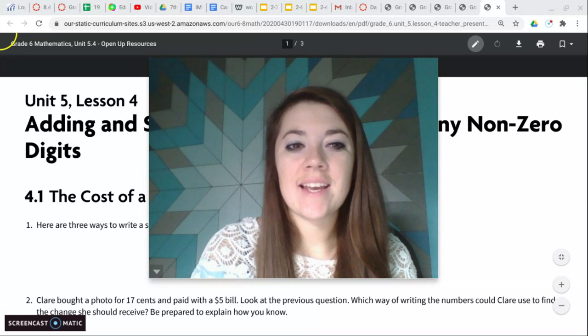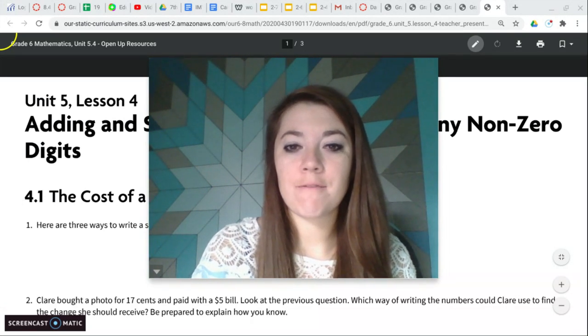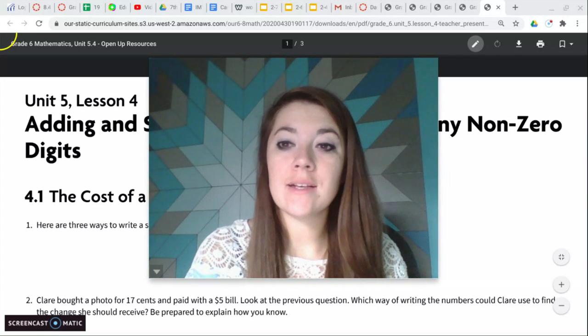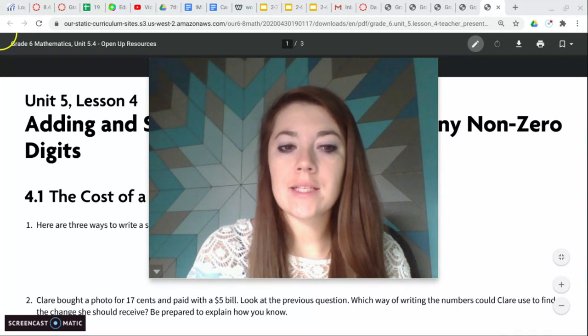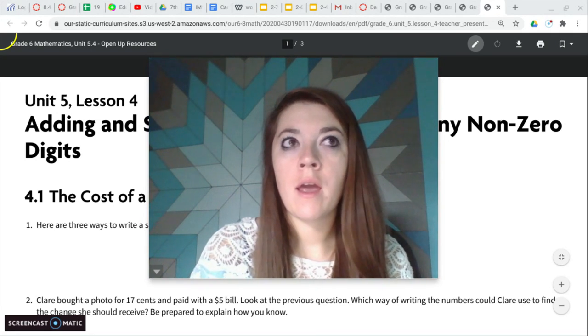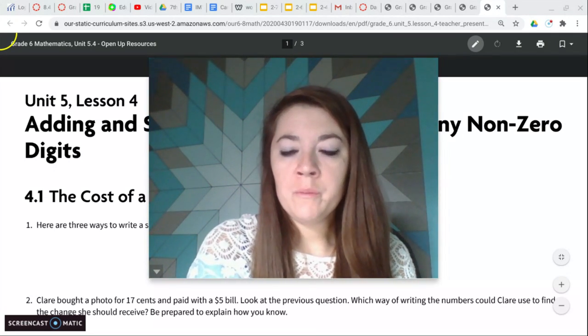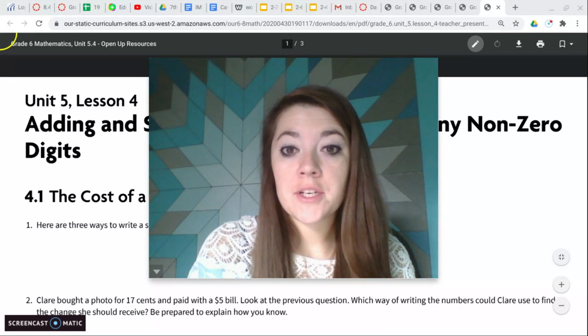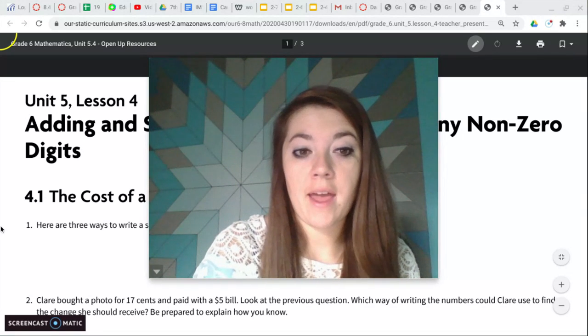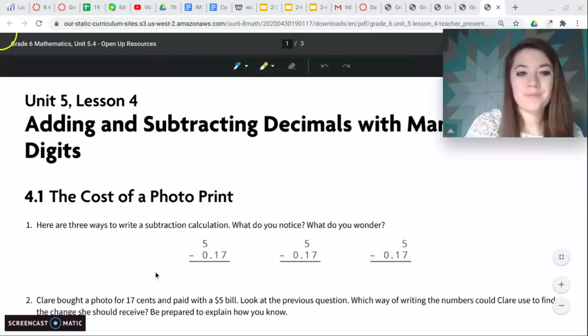So what we're looking at today is Unit 5, Lesson 4, adding and subtracting decimals with many non-zero digits. So we're looking at decimals today and the operations with them. Hopefully this will be a bit of a review from things we did last year when we added and subtracted decimals. So let's go ahead and jump right in.